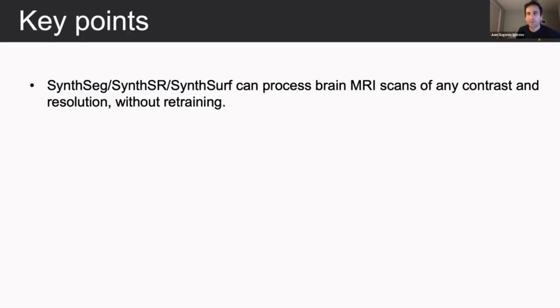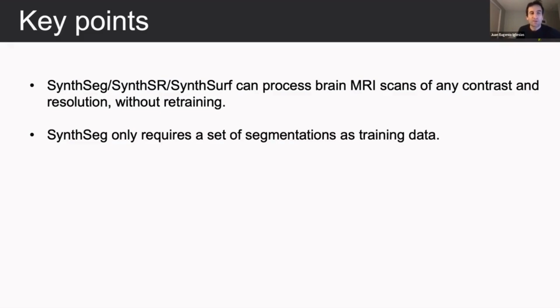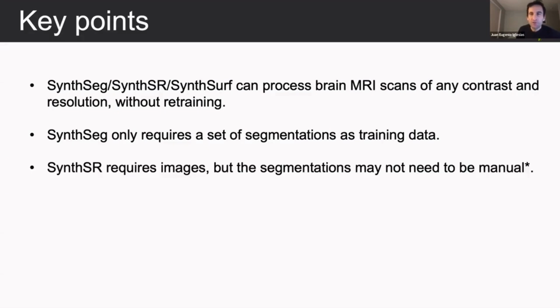It works out of the box. You download FreeSurfer, you press the button, and it just works. If you want to train your own SynthSeg, you only need segmentations, which is nice. For SynthSR, you do need the images, but I have an asterisk there, so I need more evidence about this. But I think that the segmentations may be a bit inaccurate, and still you may be able to get away with it. Maybe next time we talk.